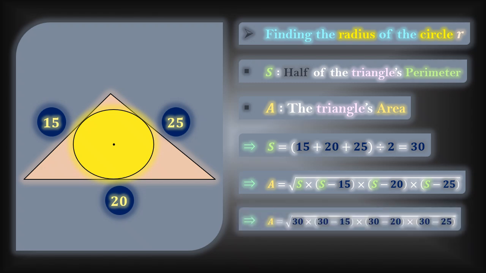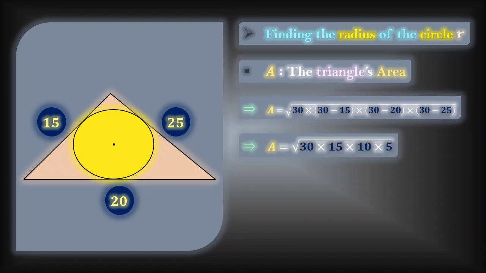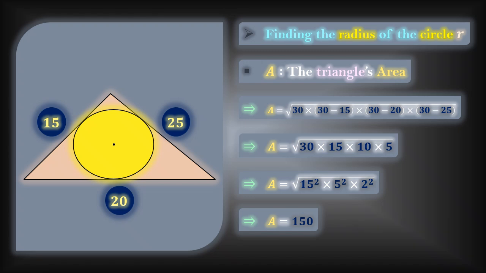Therefore, capital A is equal to the square root of 30 multiplied by 30 minus 15 multiplied by 30 minus 20 multiplied by 30 minus 25. This means that capital A is equal to the square root of 30 multiplied by 15 multiplied by 10 multiplied by 5. Thus, the area of the triangle is equal to the square root of 15 squared multiplied by 5 squared multiplied by 2 squared. This implies that the area of the triangle denoted by capital A is equal to 150 square units. Let us keep this result in mind.